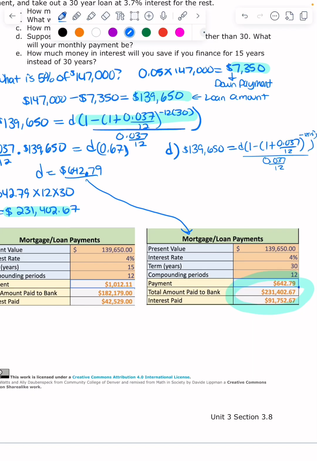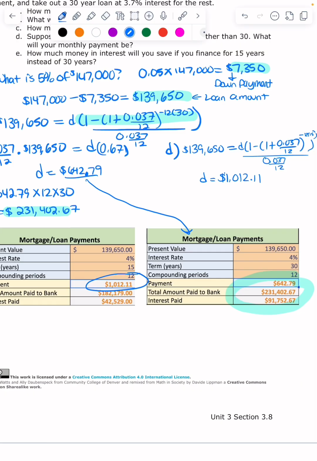And since the only thing that changed here was the 30 turned into the 15, we're going to use the same process, and I will let you know in a moment what that is. I think I just have to change one number, and then Desmos updates everything else. 15. All right, so let me check. Yep, that looks right. I got $1,012.11 just by changing that one number in Desmos, which matches up with what the spreadsheet has.